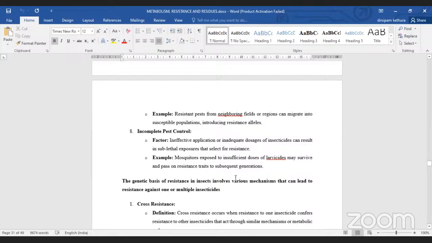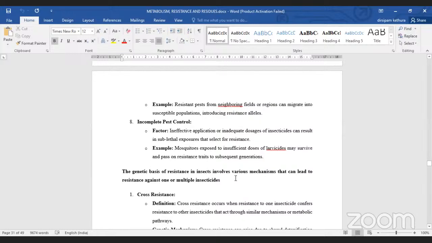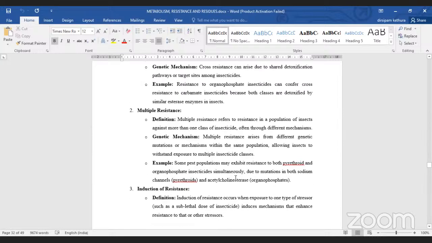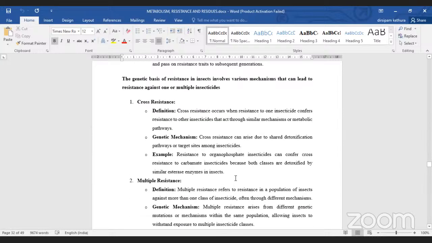And now we are going to talk about the genetic basis of resistance. Resistance mechanisms are generally dependent on single genetic factors, and the factors have been generally accepted as single genes. But some examples have emerged in which a series of gene duplications have led to clusters. Here you can see some of the examples. The first one is cross resistance, the second one is multiple resistance, and the third one is induction.